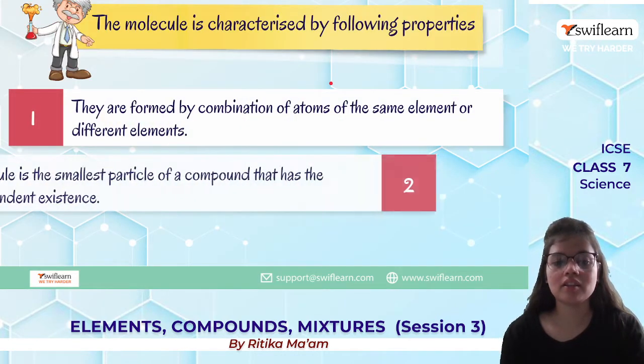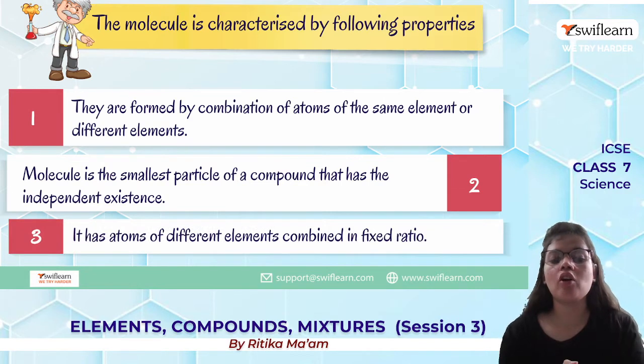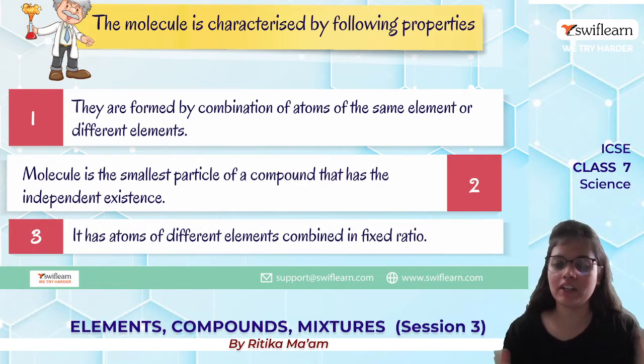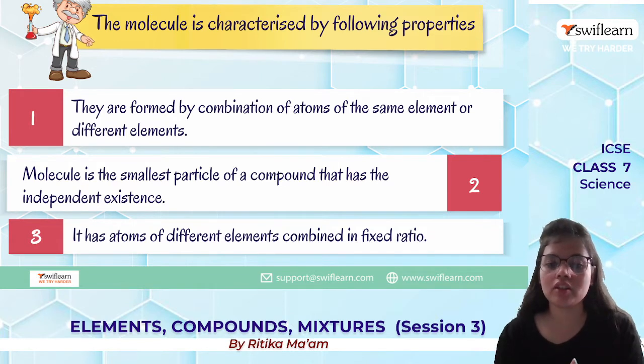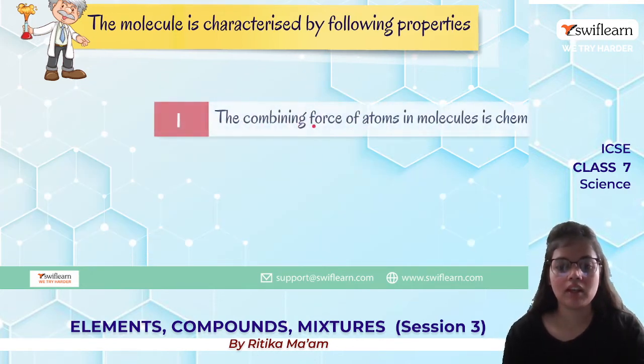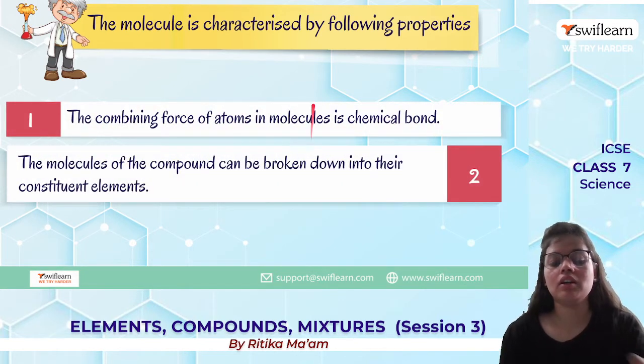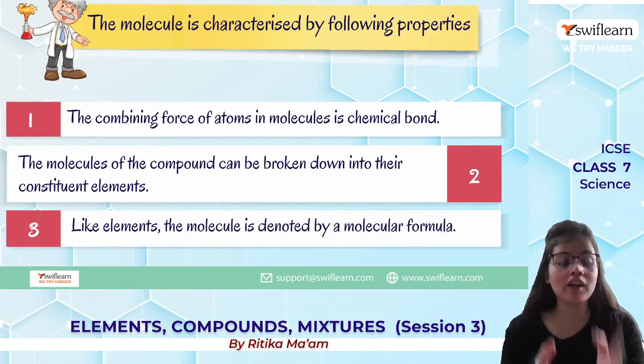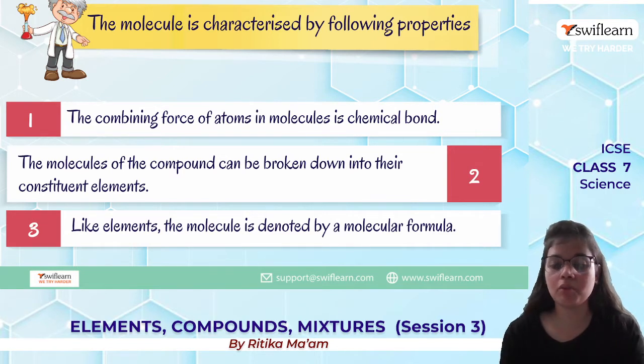Some of the characteristics of a molecule are, they are formed by a combination of atoms of the same element or different elements. A molecule is the smallest particle of a compound that has independent existence, and the atoms are combined in a fixed ratio that cannot be changed by us. The combining force of the atoms in a molecule is the chemical bond. So they come together, they form a chemical bond, and that is how they remain together. The molecules of a compound can be broken down into their constituent elements, but we require chemical methods here. It cannot be done by simple physical methods.